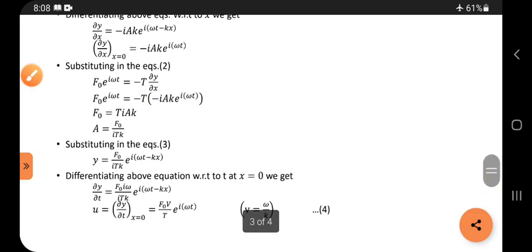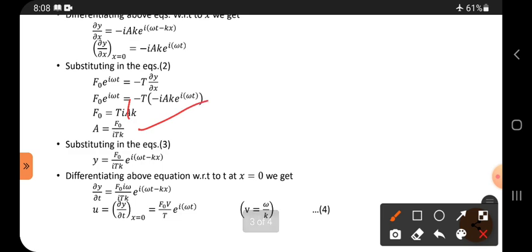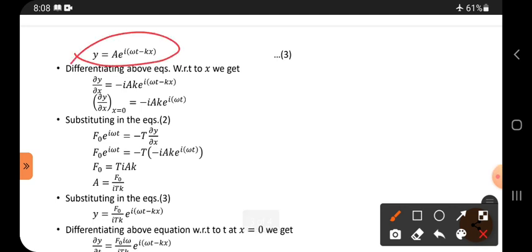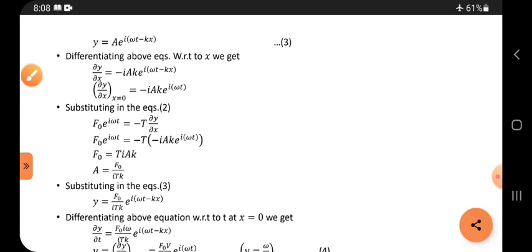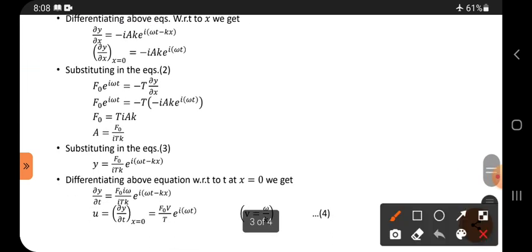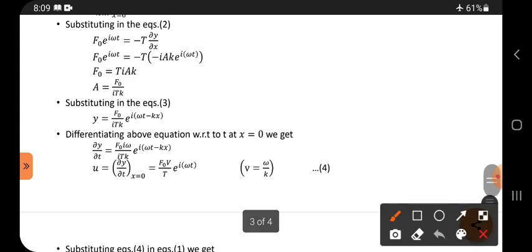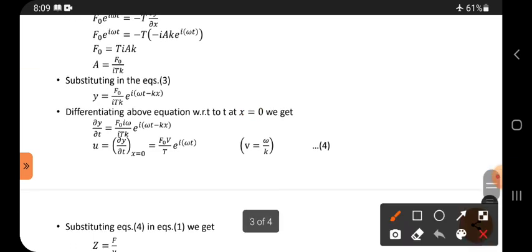From this, the amplitude A is equal to this. Now substitute this A value in equation 3 where it is here, in the place of A. Substituted in the place of A, and we got this formula. Now once again differentiate it with respect to time, at the same position. The position is the same, at x equals 0 only.